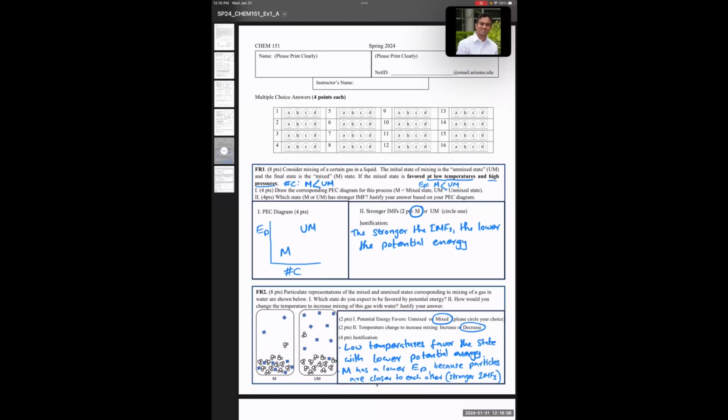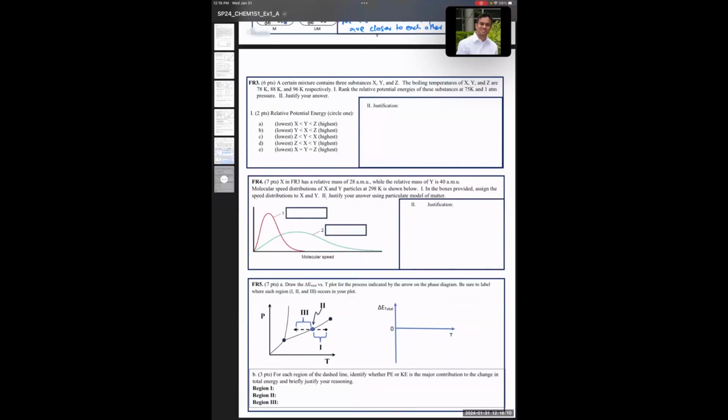All right, moving on to FR 3. A certain mixture contains three substances, X, Y, and Z. The boiling temperatures of X, Y, and Z are 78, 88, and 96, okay, respectively.